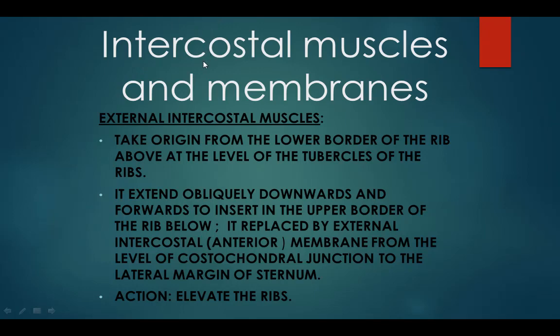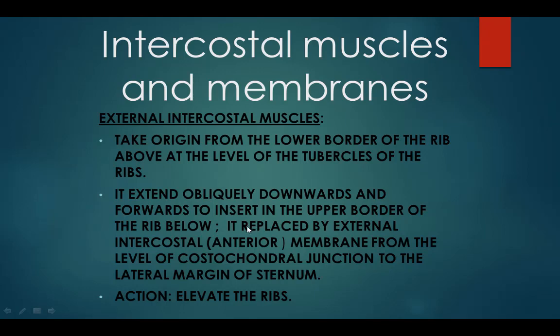The intercostal muscles and membranes. The first muscle we have is the external intercostal muscle. This takes origin from the lower border of the rib above at the level of the tubercle of the rib. It extends obliquely downward and forward. Very important to focus on this. Downward and forward, to be inserted in the upper border of the rib below.